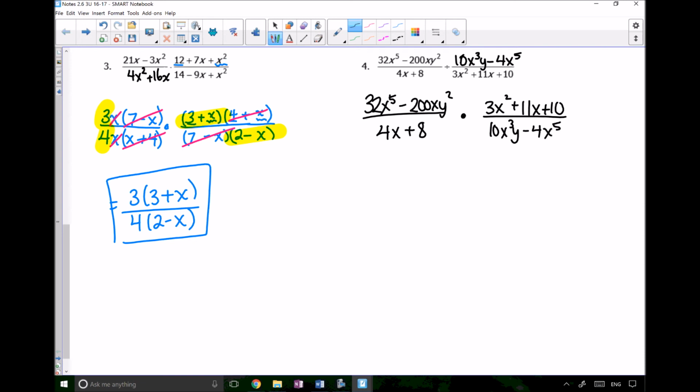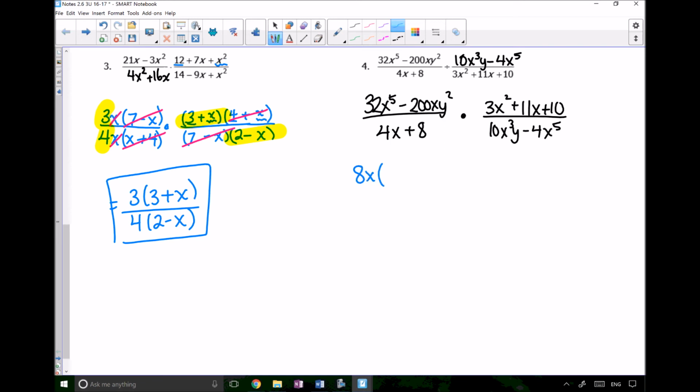Okay? What I'm going to do is try to factor out the GCFs in any of my expressions that I have in my numerators and denominators, and then I'll go from there. So looking at my first numerator right here, there appears to be a number that 32 and 200 are both divisible by. They're divisible by 2, they're divisible by 4, but the largest number they're divisible by is 8. So I'm going to factor out an 8. But I also have x's in common. There's an x here and an x here. So I'm going to factor out an 8x.